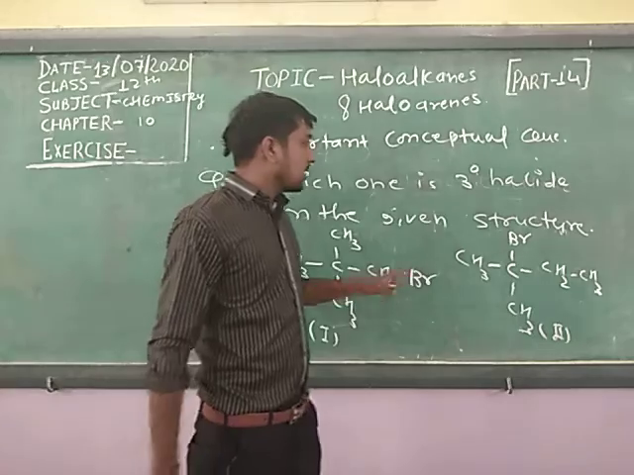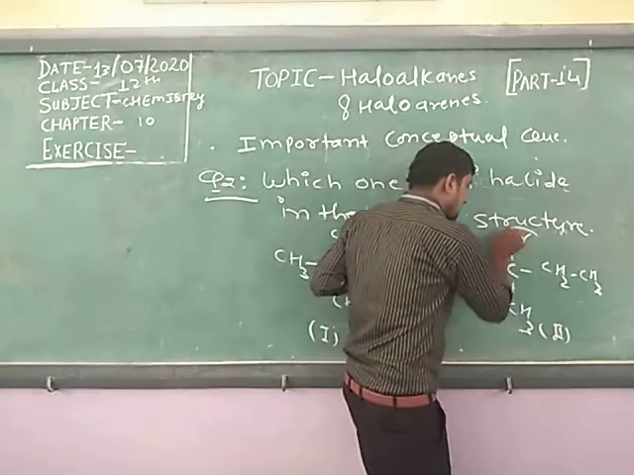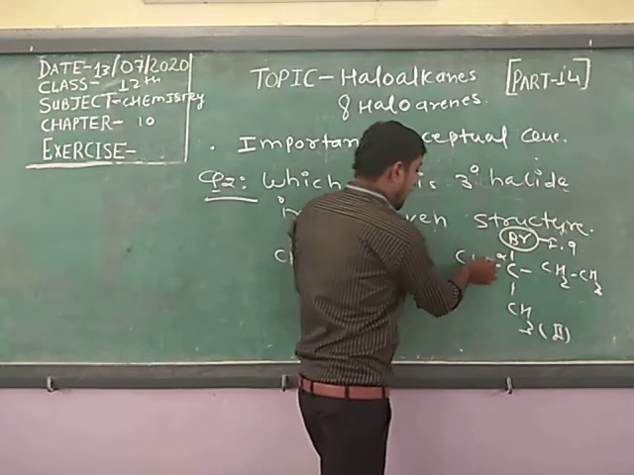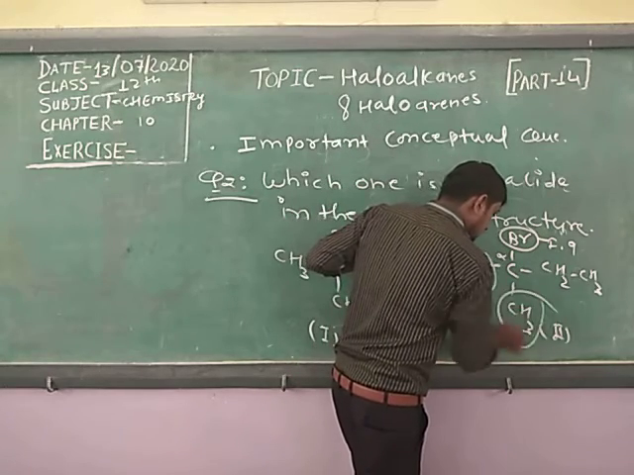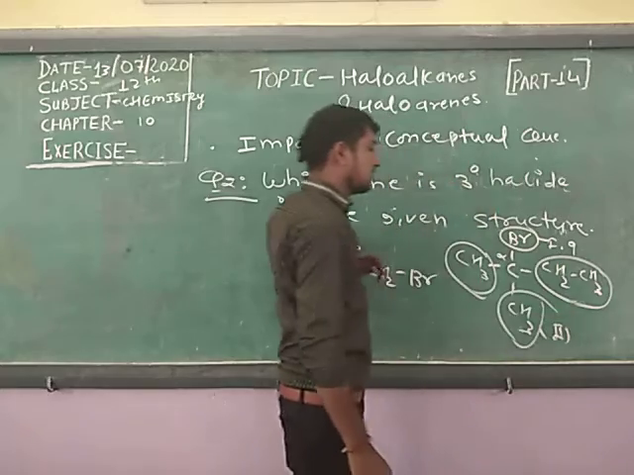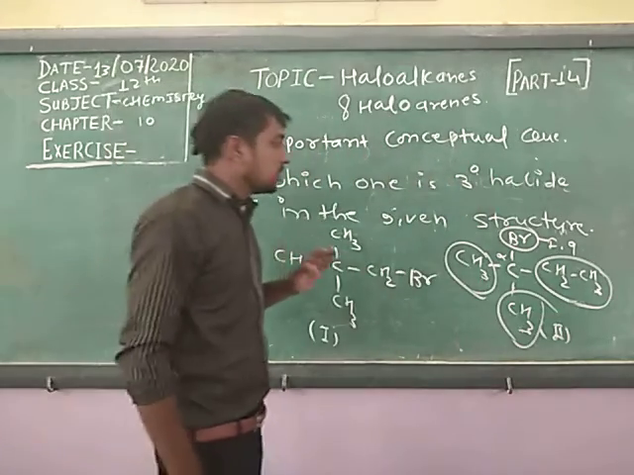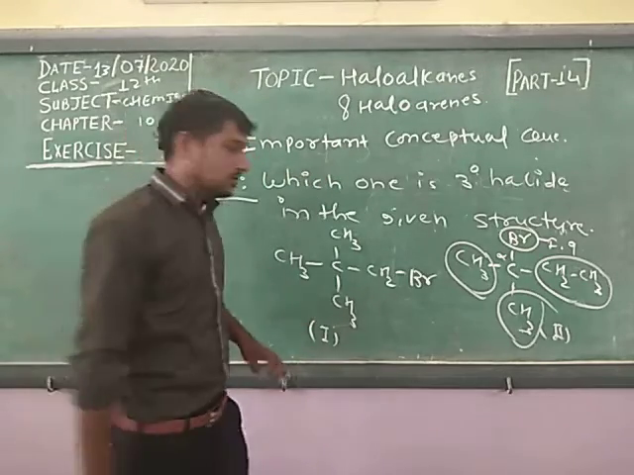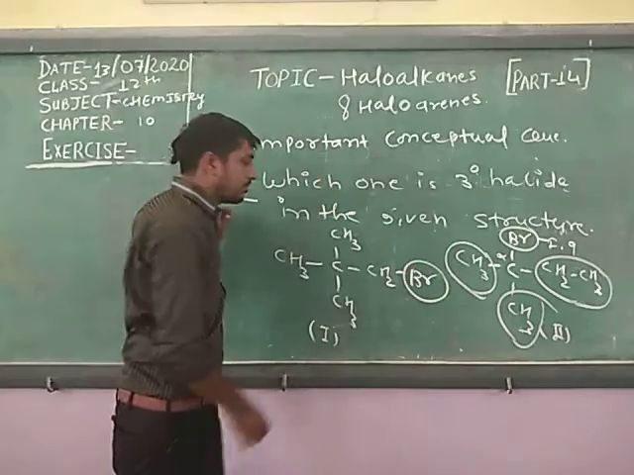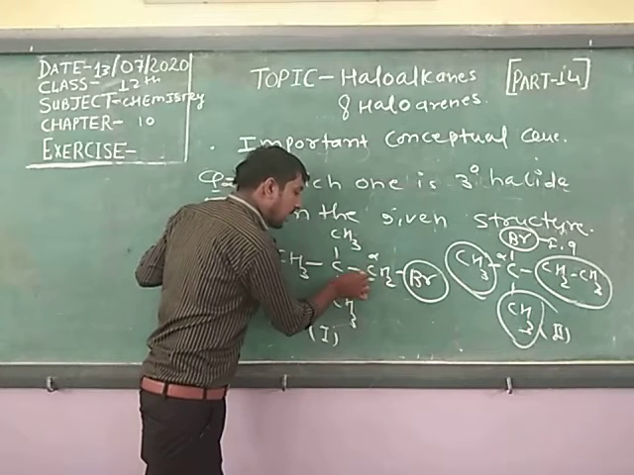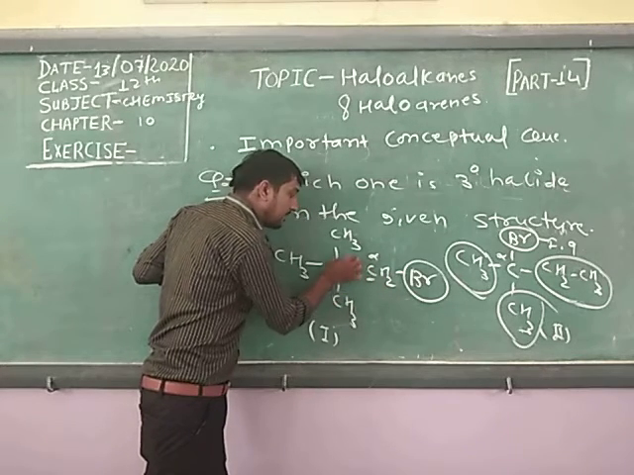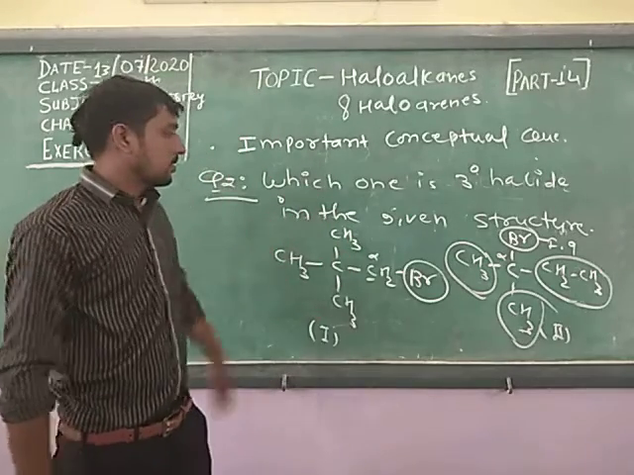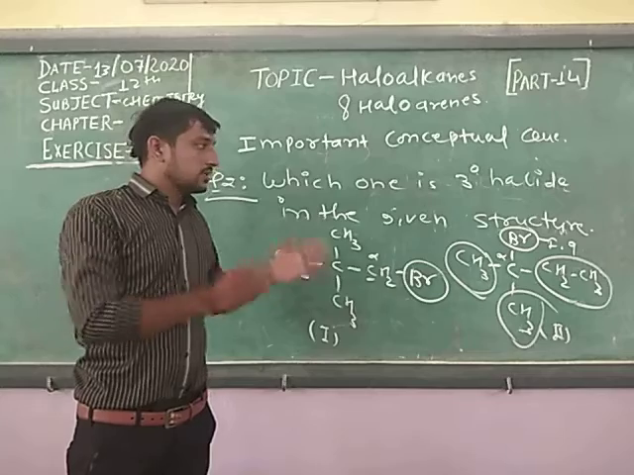So which one shows the tertiary halide? This one, because this is the functional group, this is the alpha carbon, and this alpha carbon has three alkyl groups. So this is a tertiary halide, and this one is only a primary halide. See, this is the functional group, this is the alpha carbon, and this alpha carbon has only one bond, and this bond has the alkyl group.